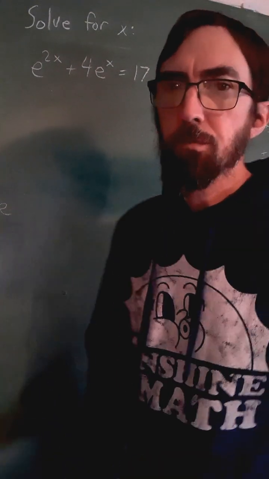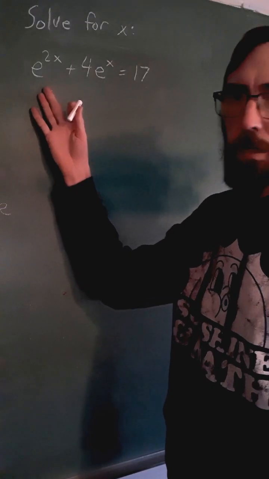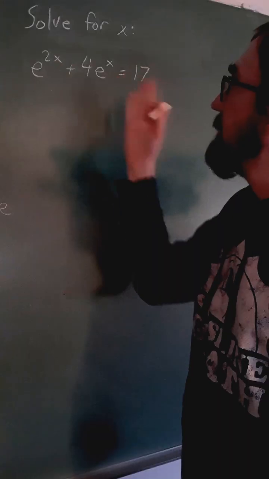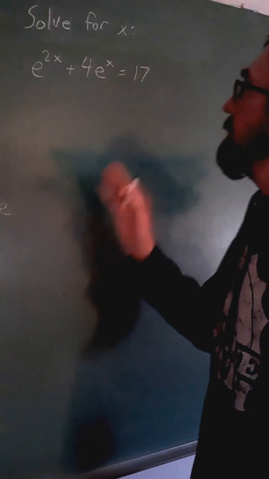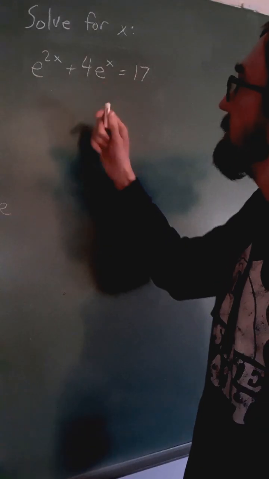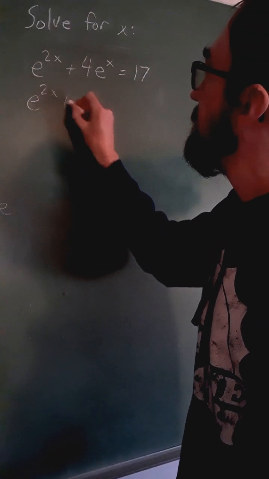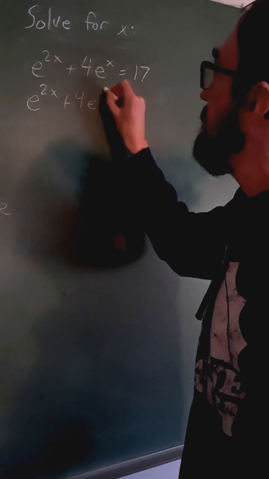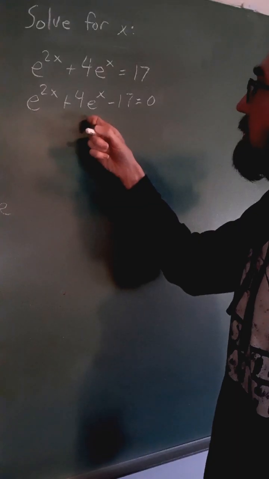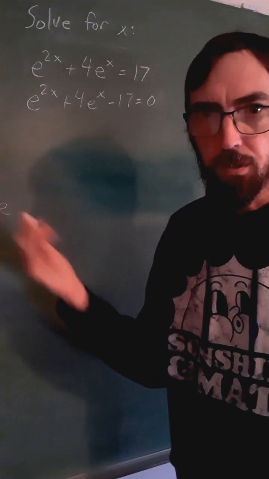Greetings, math friends. I'm going to look at solving this equation that involves the irrational number e as the base number in this exponential form. The first thing that I'm going to do is move the 17 over to the same side. Once we do that, we can notice that this has a quadratic form, where this one is squared, this one is singular, and then this one is to the 0 power. It disappears.